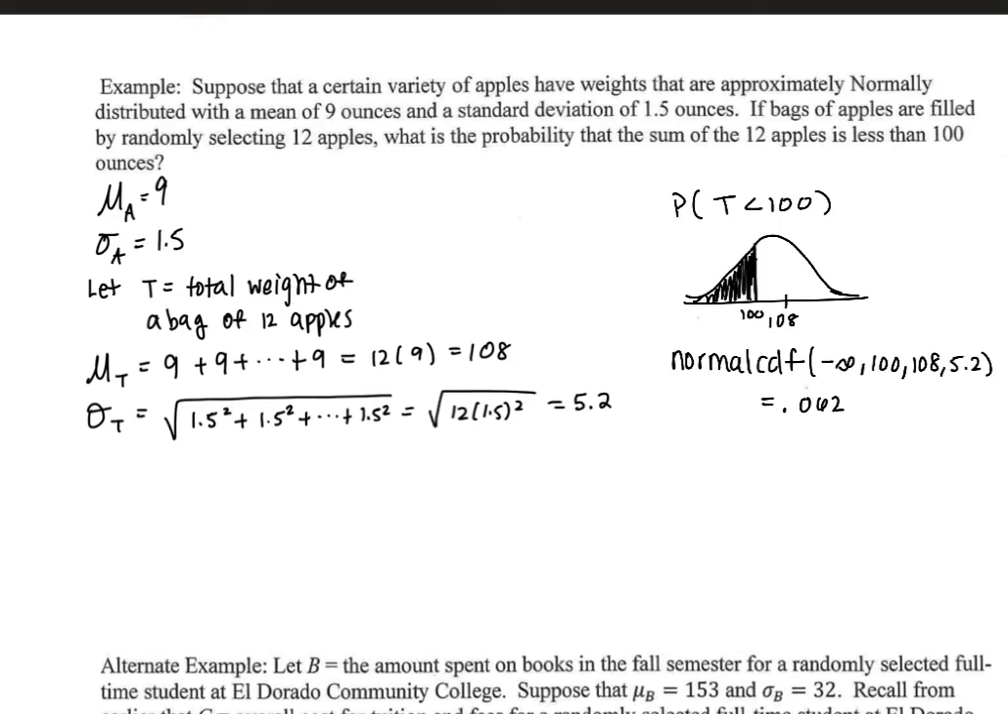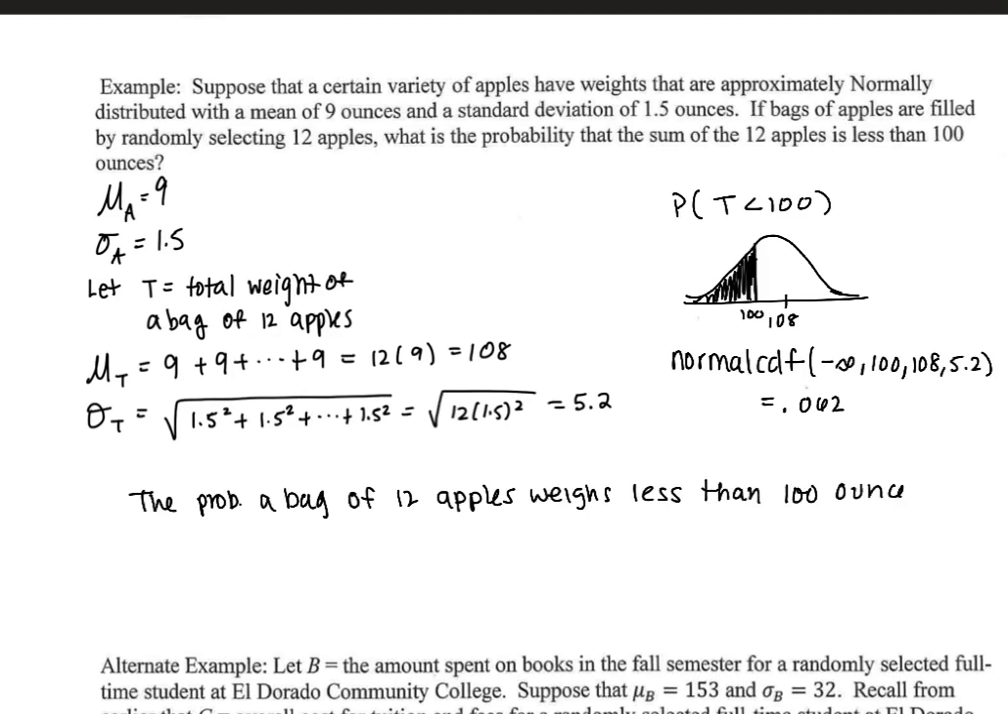And all we need now is a concluding sentence. The probability a bag of apples weighs less than 100 ounces is about 0.062.